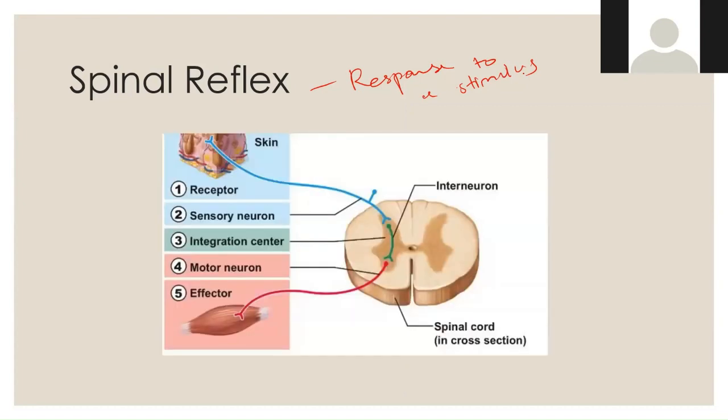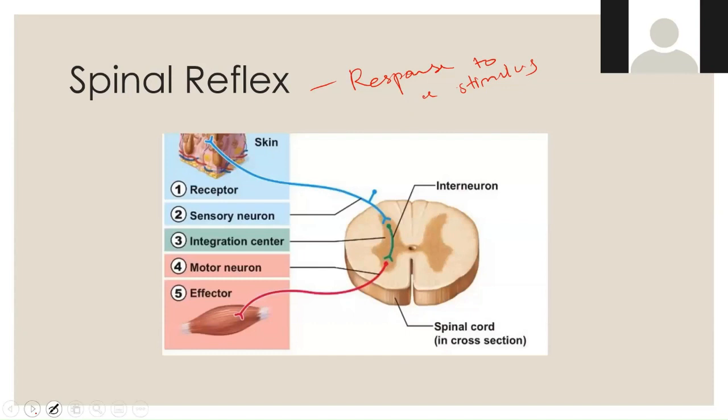Then if you look at the spinal reflex, I think you already know about this spinal reflex. It's a response to a stimulus, and it happens at a spinal level. The stimulus doesn't reach the brain, but it creates a response from the body. For example, if you accidentally hold a very hot cup of water, you will suddenly let go without thinking about it. It happens at a spinal level.